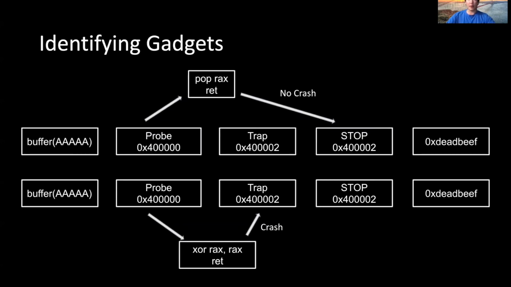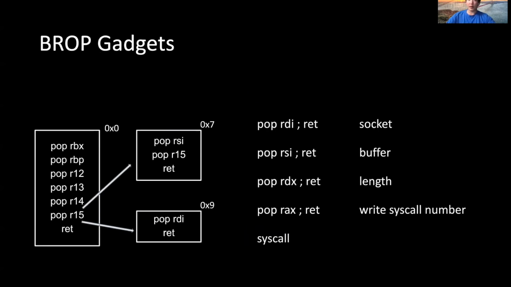In this specific diagram, we're looking for a return gadget. The stack above is a pop gadget, which will return to the stop address. However, because the bottom stack isn't a pop gadget, it will return to a trap, causing the program to crash. We can observe crash and non-crash behaviors with different combinations of probe, trap, and stop. We know how to identify gadgets, and we can now search for the BROP gadget.